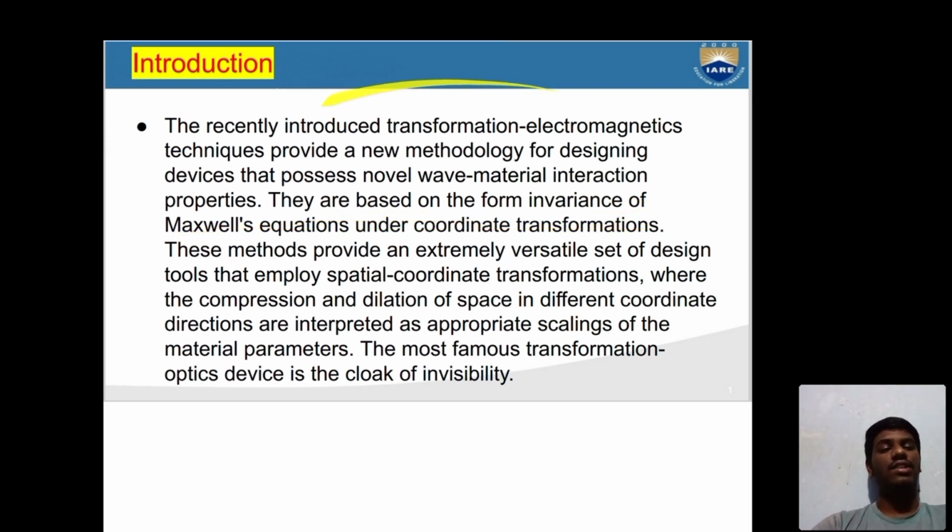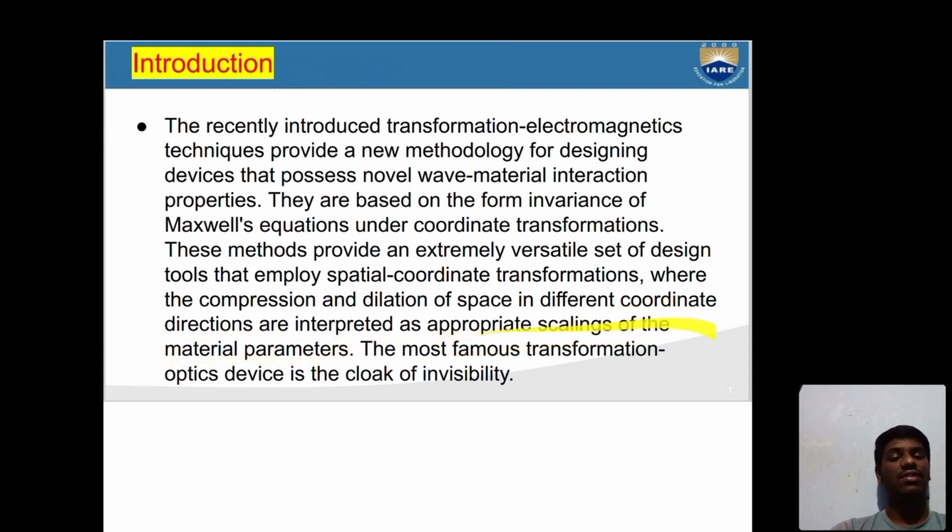The whole transformation electromagnetics technique is based on Maxwell equations under coordinate transformation. In further slides I am going to discuss Maxwell equations, and there you can figure out what is meant by them. This method provides an extremely versatile set of design tools that employ spatial coordinate transformations, where the compression and dilation of space in different coordinate directions are interpreted as appropriate scalings of the material parameters.